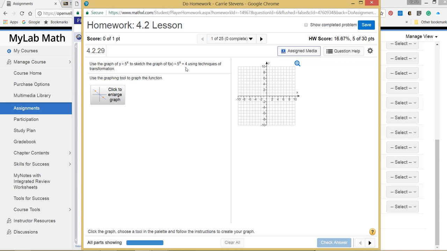So if you can recall, adding something on the outside of a parent function makes it either shift up if it's positive or shift down if it's negative. So I have to use my basic function as a starting point and then move it up by 4 units. Just shift the whole picture up by 4 units.